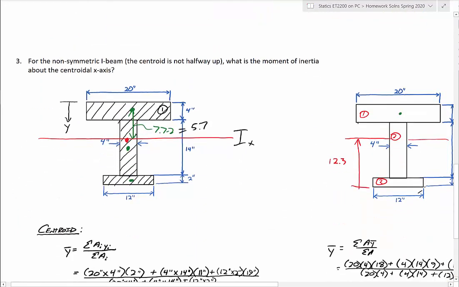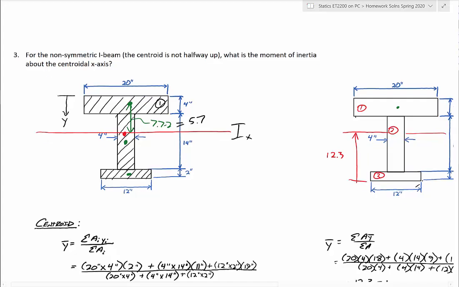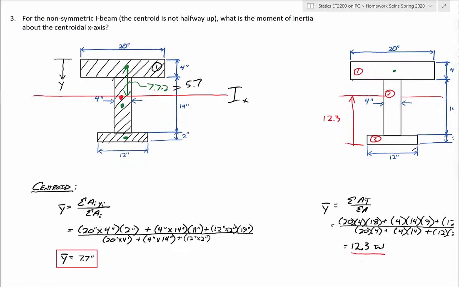And so on this last one, we have a non-symmetric I-beam. We have to find the centroid and then find the moment of inertia about the centroid. This is the key problem. This will be like what you could expect on the final, probably the most important part going forward. So the first step, just finding the centroidal axis.